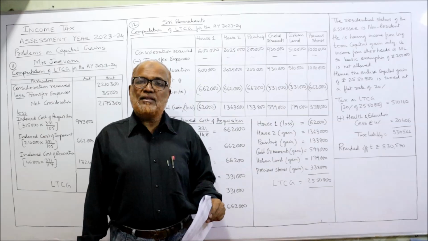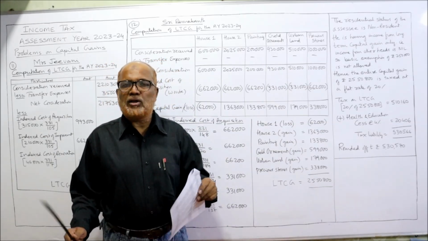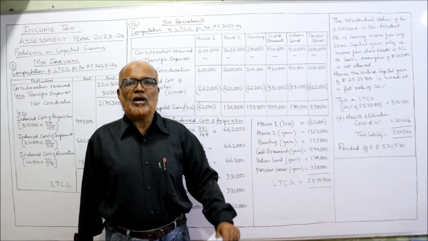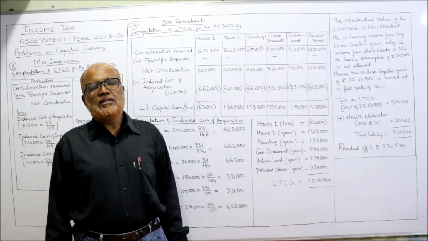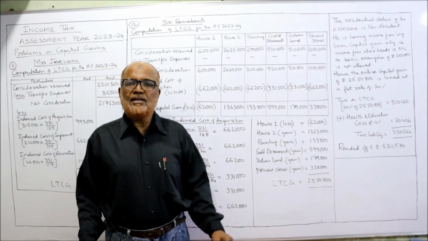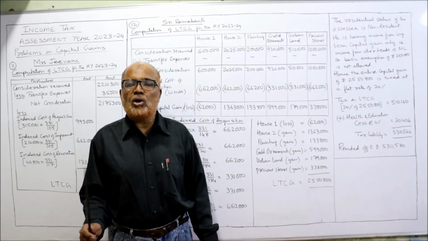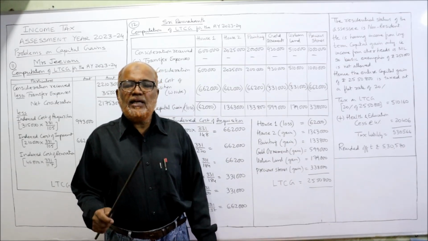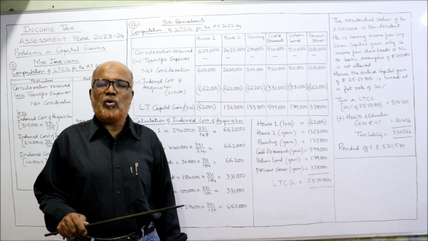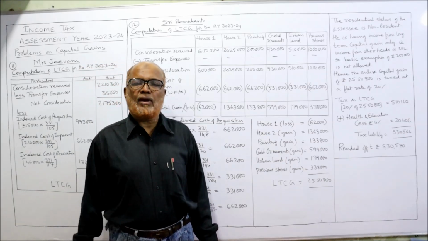Some assets are there which are called personal assets. Those are not capital assets and not taxable. First item, motor car. In the theory video I have explained motor car is a personal asset. It is an asset used by the assessee for personal purpose. So motor car is not a capital asset. So any gain arising from motor car is not taxable. That point you are right.